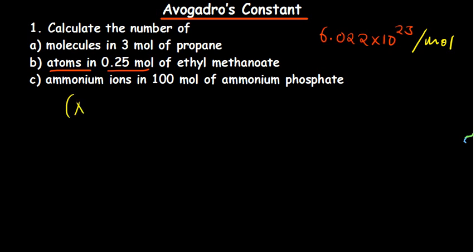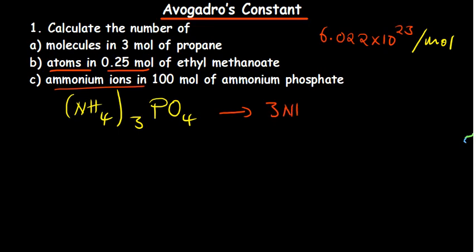So we have (NH4)3PO4. This is the formula for ammonium phosphate. Now they want us to determine the number of ammonium ions. So if this gets split, we're going to have 3 ammonium ions plus a phosphate ion. Of course, take note of that.